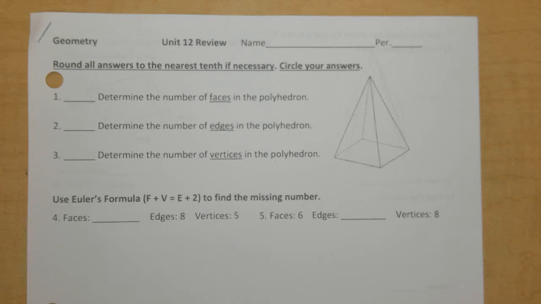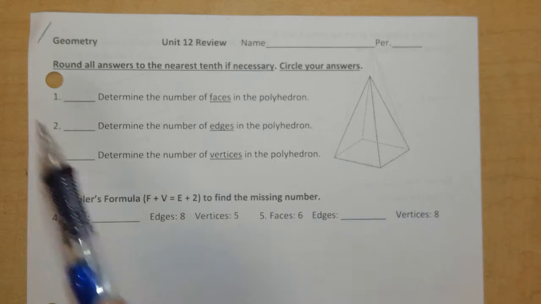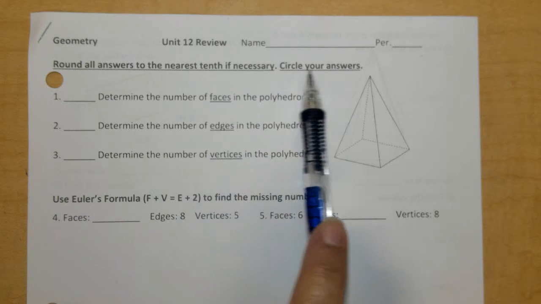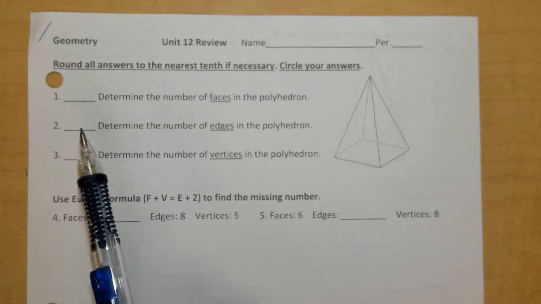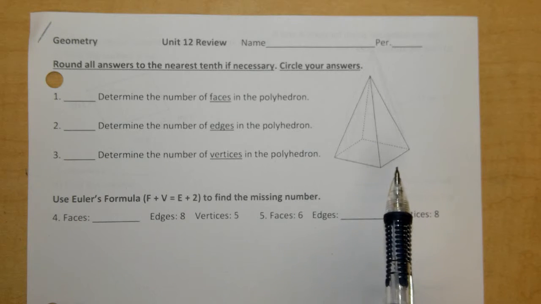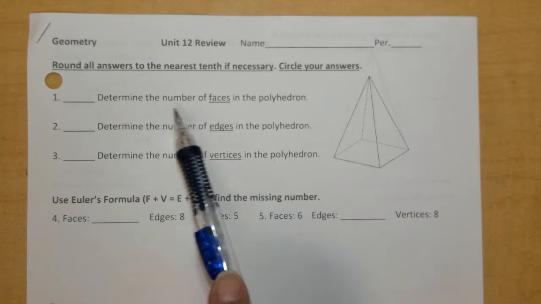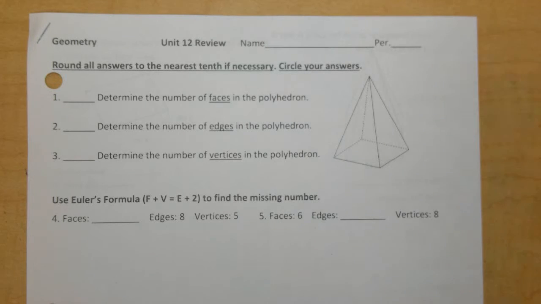For the Unit 12 review, it says round all answers to the nearest tenth if necessary. Circle your answers. So this statement, I believe, is for the entire test. Because here, you're not going to get decimals. You're counting faces, edges, and vertices. Determine the number of faces in the polyhedron.